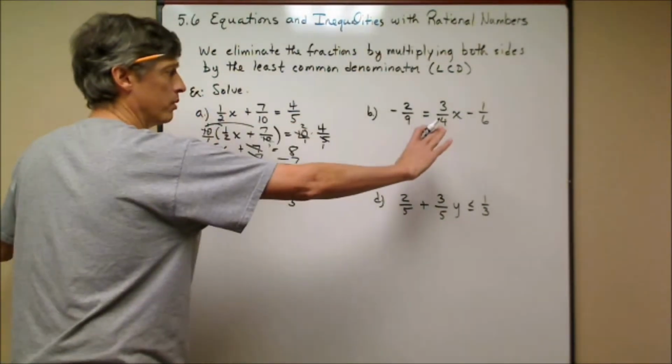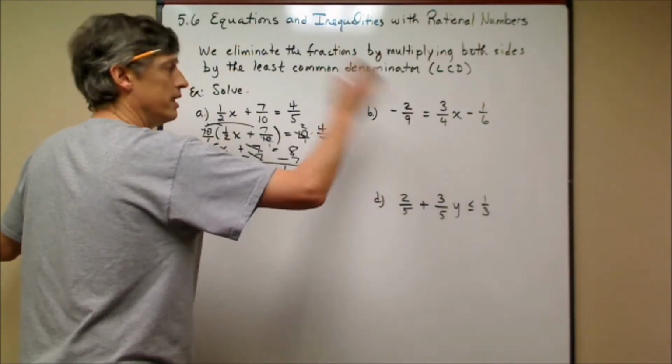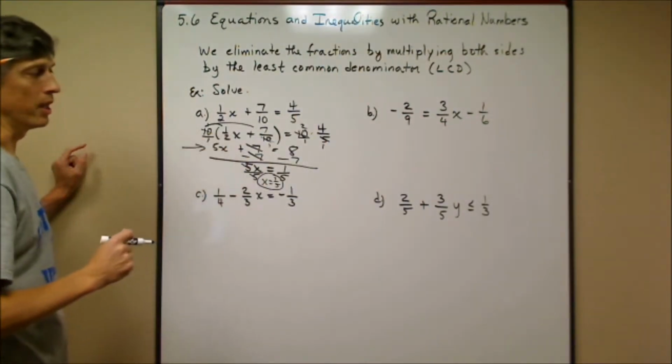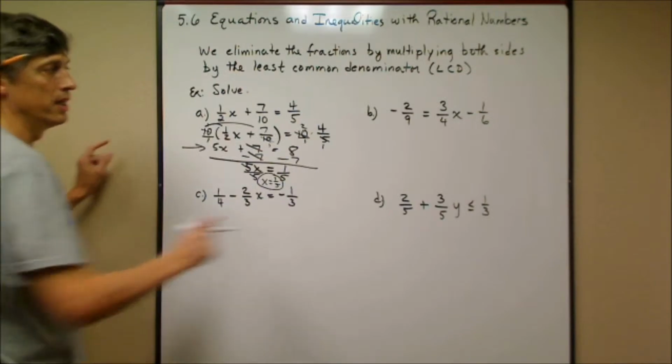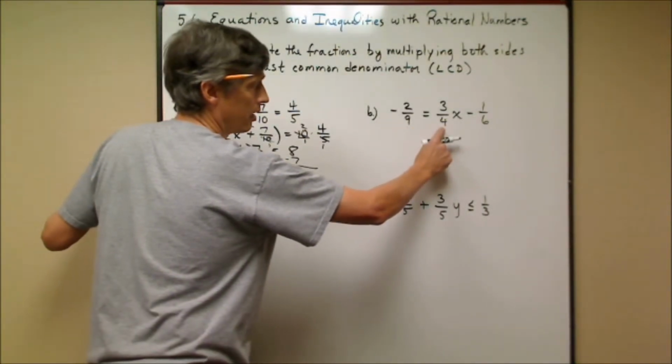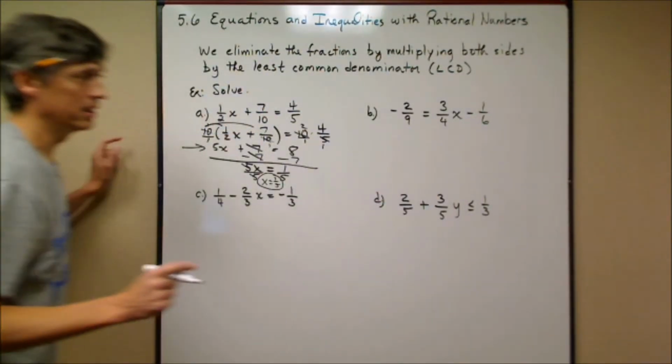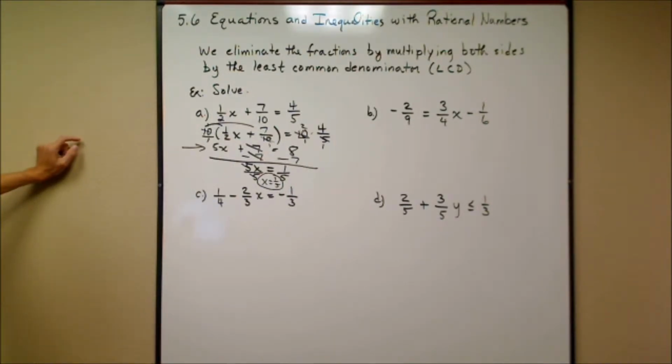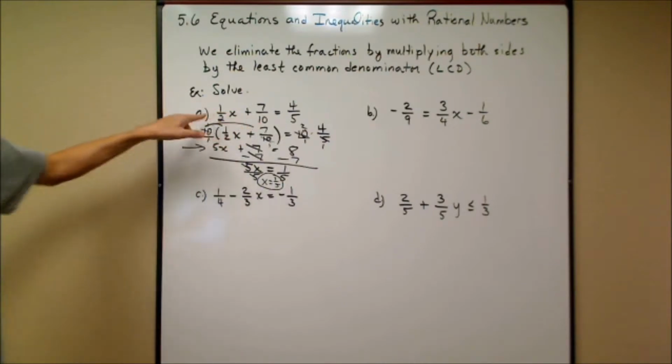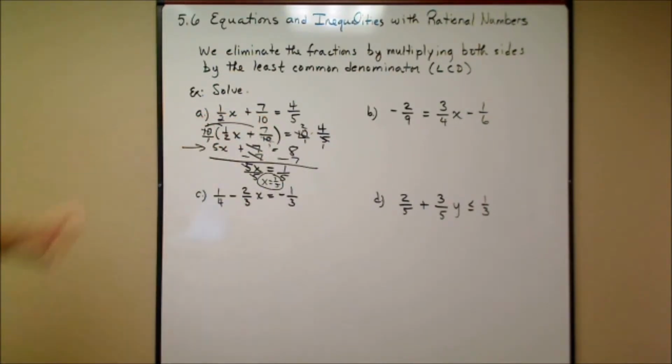I'm going to multiply both sides by the LCD to get rid of the fractions to end up with something that hopefully will be easier for me to solve. Now my denominators here are 9, 4, and 6. So my least common denominator here is not 9. It's not the largest one like it was back here with the 10 because the 2 and the 5 divided in. It's something a little bit bigger.